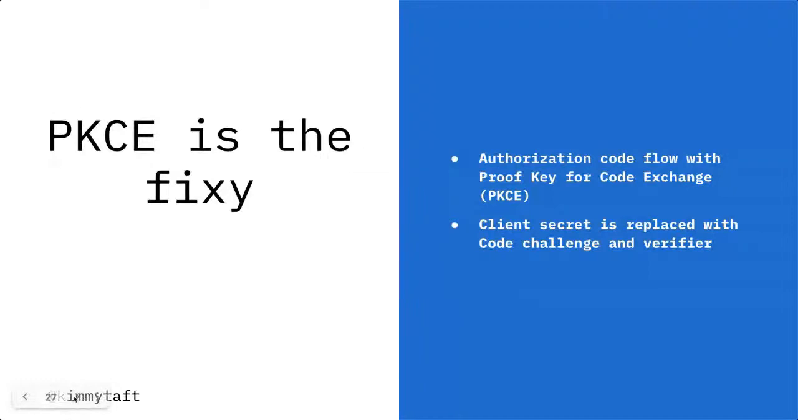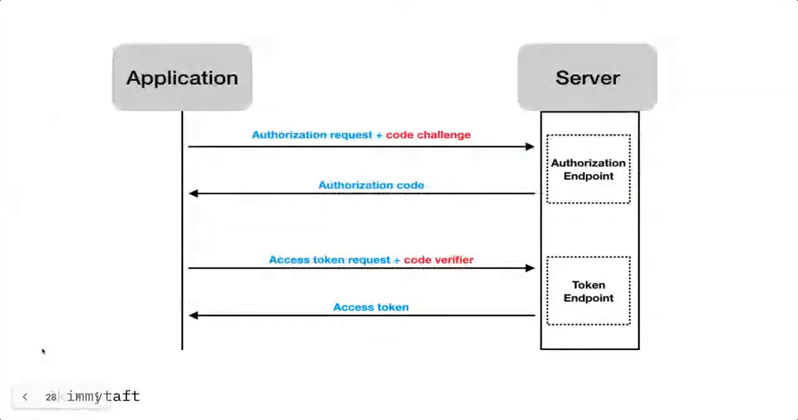This is a diagram of how PKCE works. The application makes an authorization request to the server. It includes the code challenge. Optionally, it can include the code challenge method as well at this step. The server is then going to return the authorization code, and later on when the application is making a request to the token endpoint, it includes the code verifier.